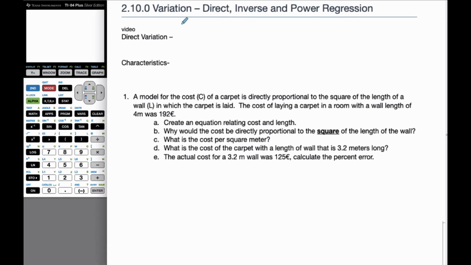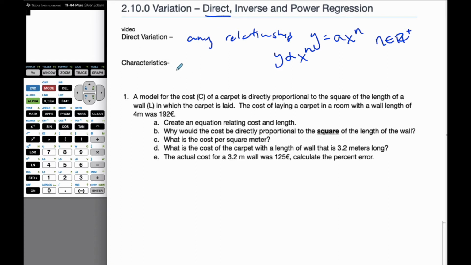Okay, so in this video we're talking about variation, and there's basically two different kinds of variation. One is direct variation and inverse variation, and then we can have various combinations of these two. Direct variation is basically any relationship where y is equal to some value a times x to some exponent n, where n is a positive real number. We often say that y is proportional to x to the power of n. And one of the characteristics of direct variation is that it goes through the origin.